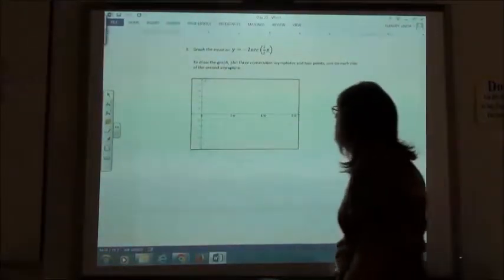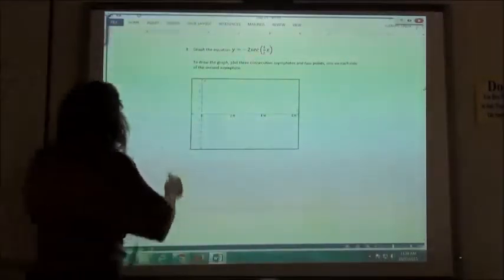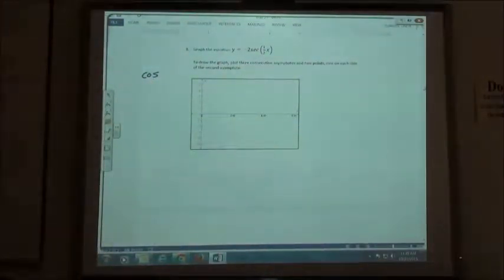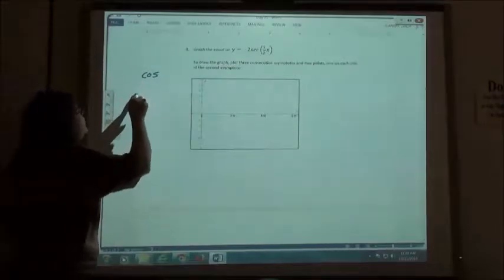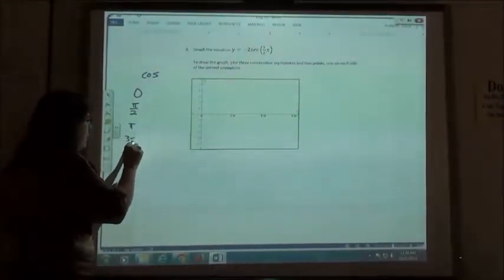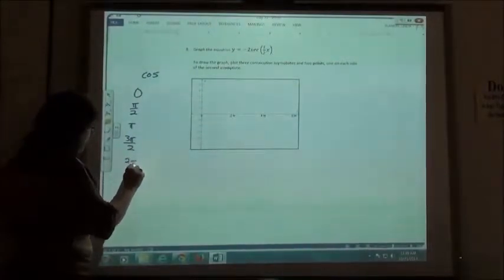The third one, again, we are going to do a secant curve. The secant is the inverse of the cosine, so we think about our normal values for the cosine function. So 0, pi over 2, pi, 3 pi over 2, and 2 pi.